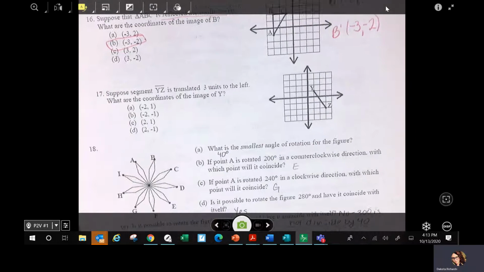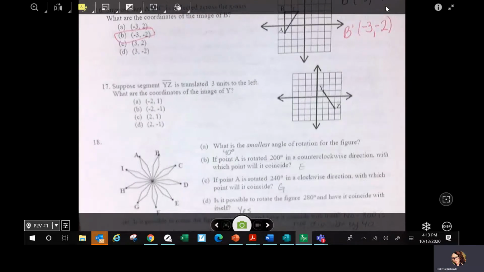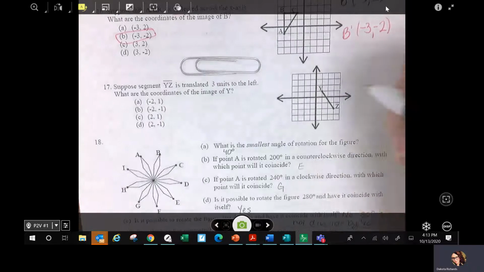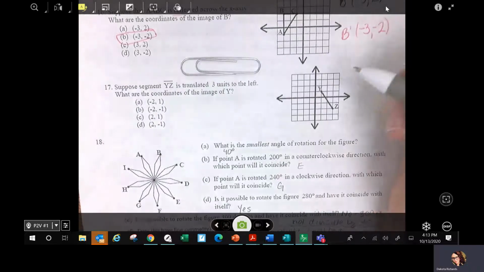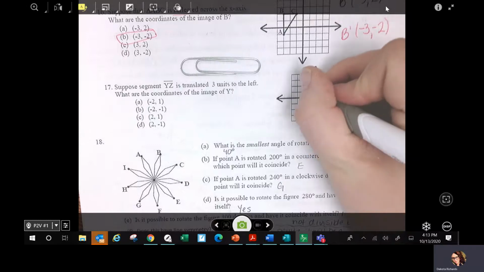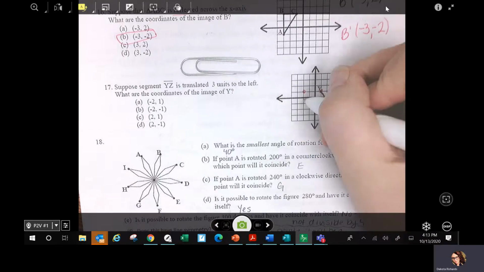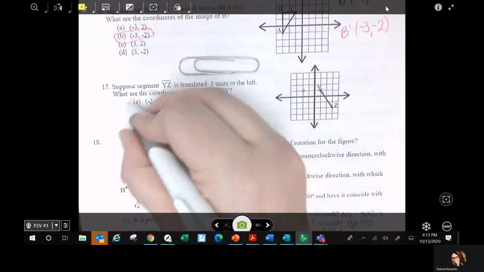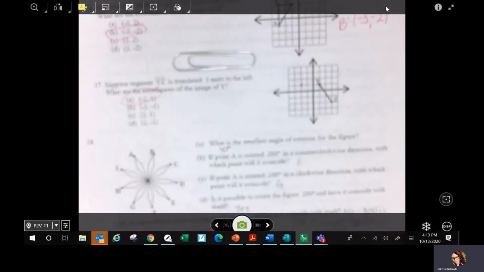For number 17, it says, suppose the segment YZ is translated 3 units to the left. Okay, and then it says, what are the coordinates of the image of Y? So you're going to move Y 3 units to the left. 1, 2, 3. Where are you at? That is at (-2, 1). That was A.